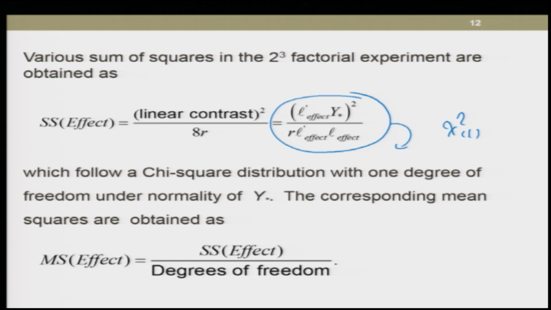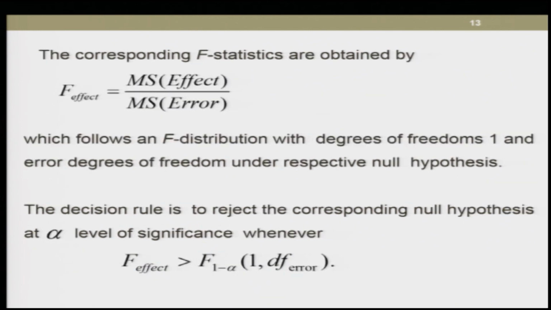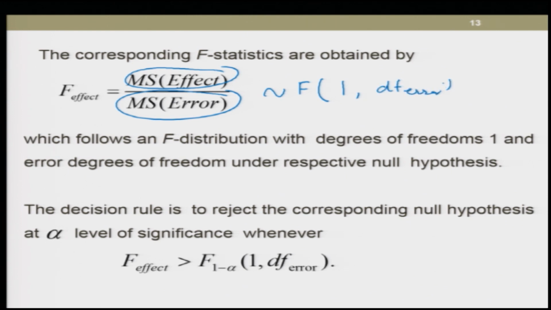Right. And based on that, I can find out the mean squares due to any effect just by taking the sum of squares due to the effect divided by the degrees of freedom, and based on that I can find out the F statistic, which is the mean square due to any given effect divided by the MSE, that is the mean square due to error, and this will follow an F distribution. We know that the degrees of freedom of each sum of squares is 1, and whatever is the degrees of freedom of error, that will come over here.